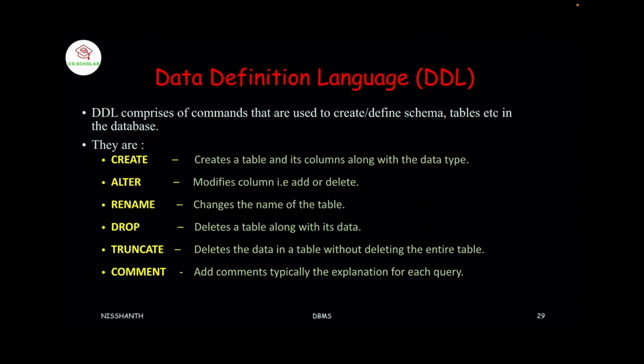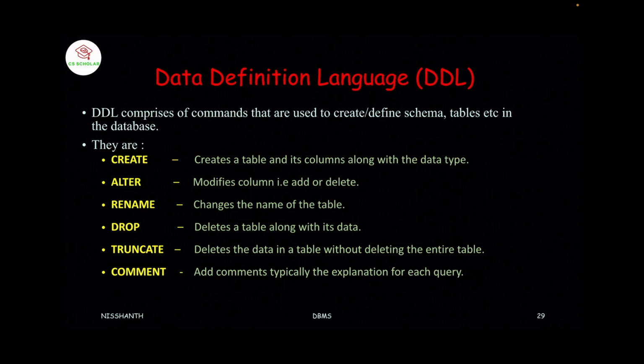There are many commands in DDL. Now I'll quickly walk you through the popular commands. The first one is called create. Using this create command, you can create a table and its columns along with the required data type. As discussed earlier in the schema topic, each column in the customer table had a particular data type associated with it. For example, customer name had varchar, which is the string data type, and customer ID had an int data type, which is the integer or number based data type. So create is used for creating tables.